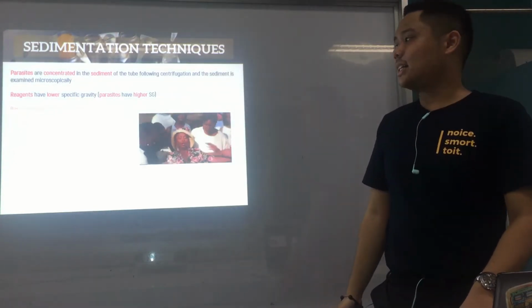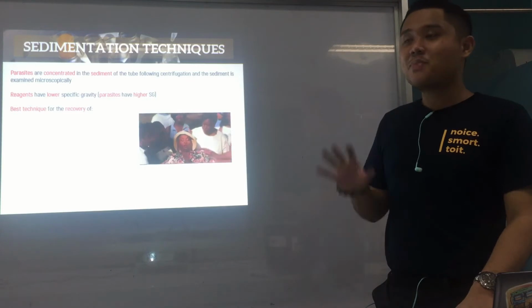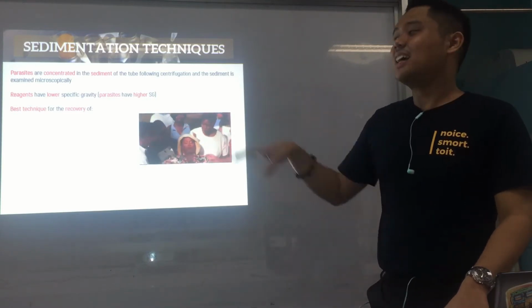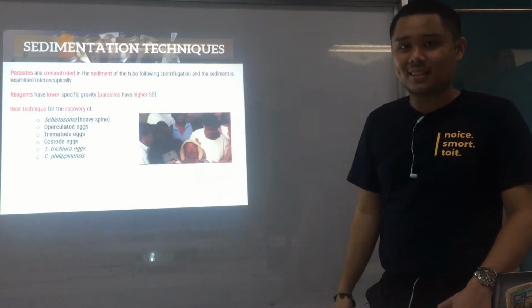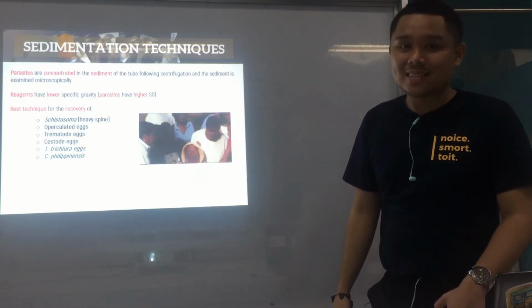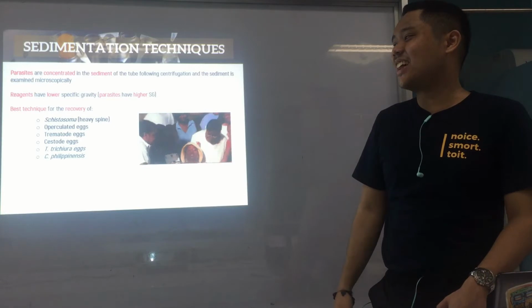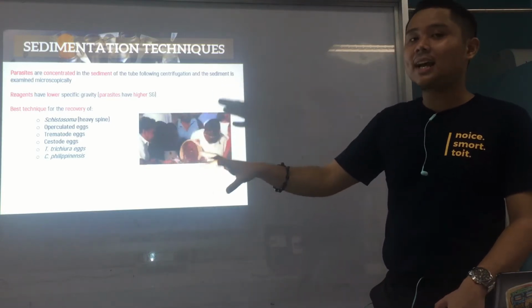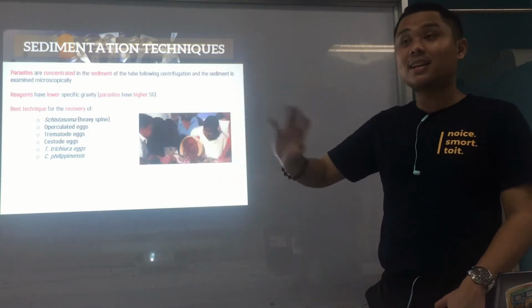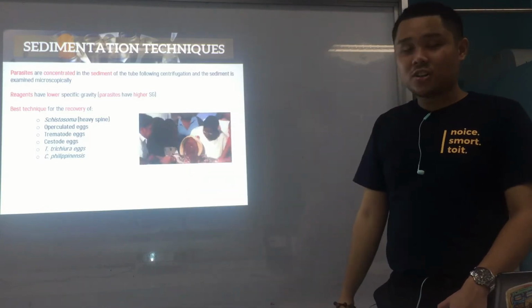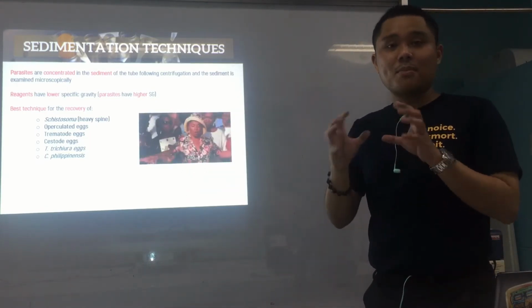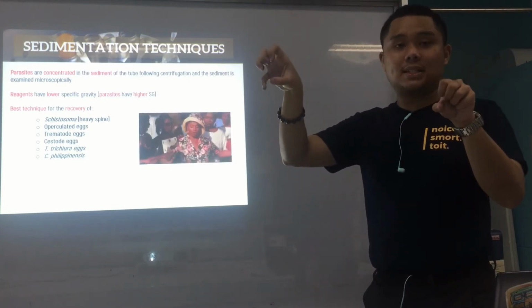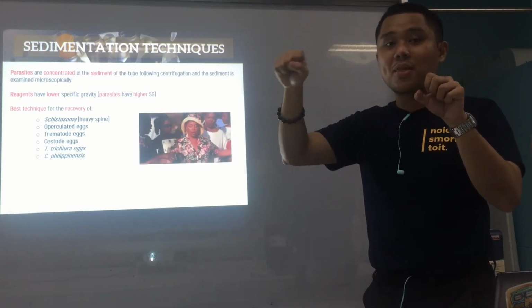Best technique for these eggs. As you can see, they're all quite heavy eggs. So schistosoma, operculated eggs of the trematodes, cestode eggs, and Trichuris and Capillaria. Why? Because again, they are heavy eggs, since they contain bipolar plugs. So the bipolar plugs make them heavy.